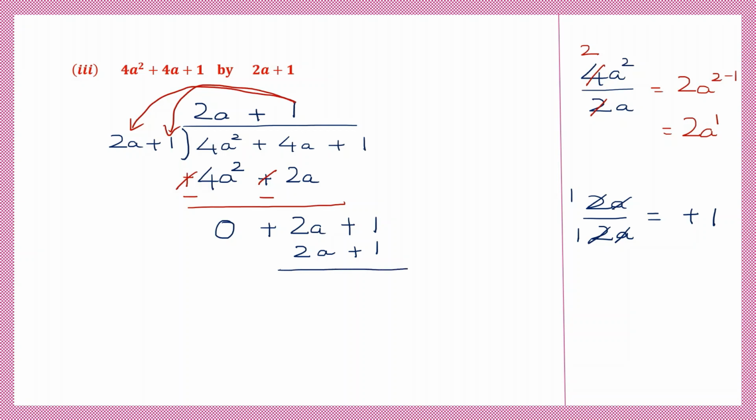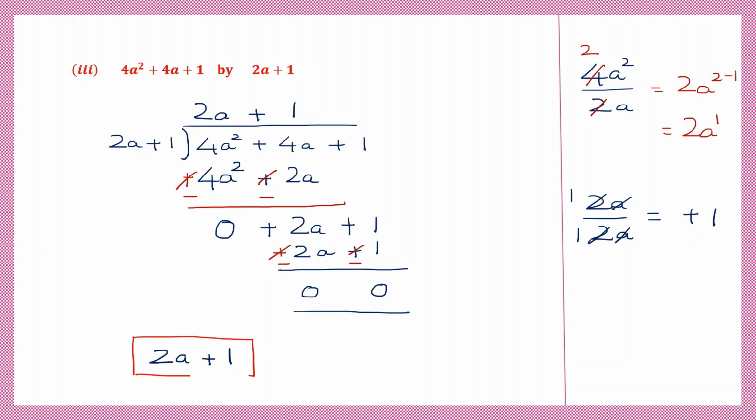Now I need to subtract. So the sign here is plus. Now when I subtract, it's going to change to minus. This plus is also going to change to minus. Now plus 1 minus 1 is 0. Plus 2 minus 2 is 0. So my final answer is what I have in the quotient. So what is my final answer? 2a plus 1. So this is my third answer.